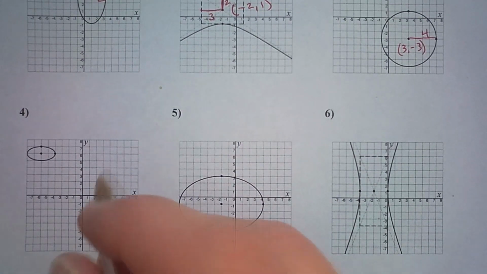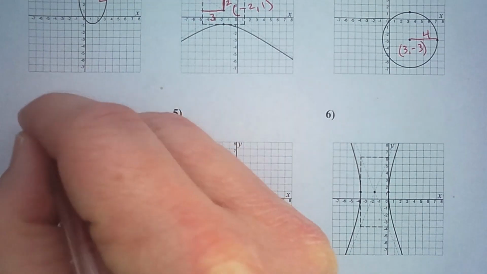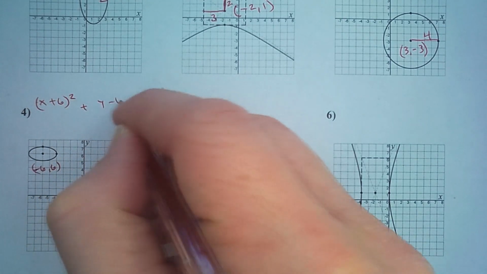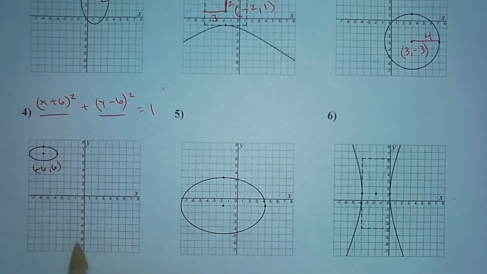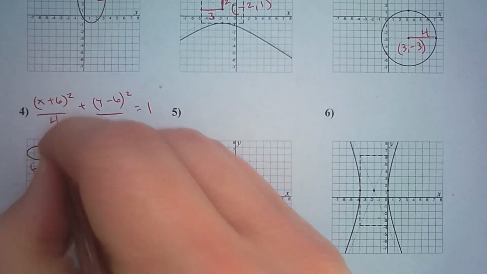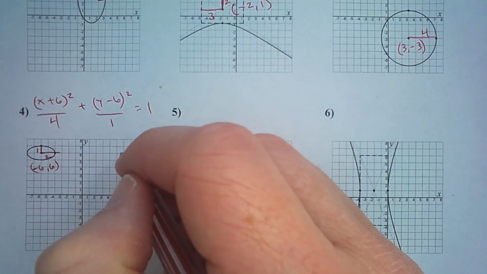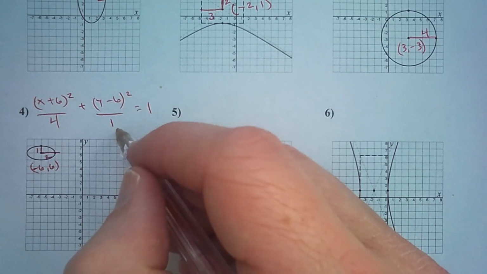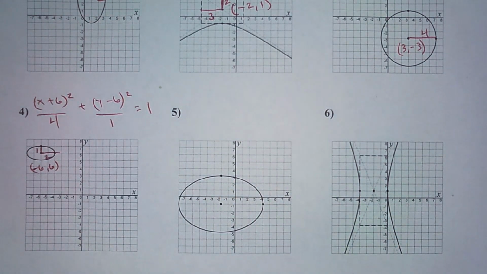Next, I have an ellipse with a center of negative 6, 6. So I have x plus 6 squared plus y minus 6 squared equals 1, and then the square of the stretches will go under these. The horizontal stretch goes under the x. That stretch is 2, squared is 4. The vertical stretch is 1, squared is 1. Now I really could get away without having that here. I could just have y minus 6 squared over nothing, because if I just don't write it as a fraction, it still is over 1.